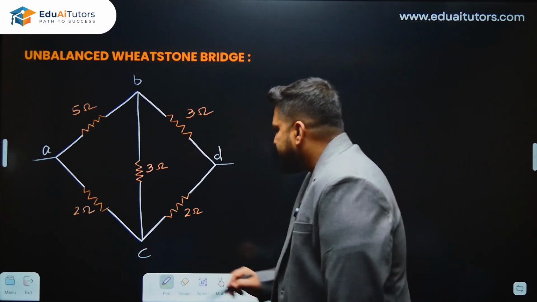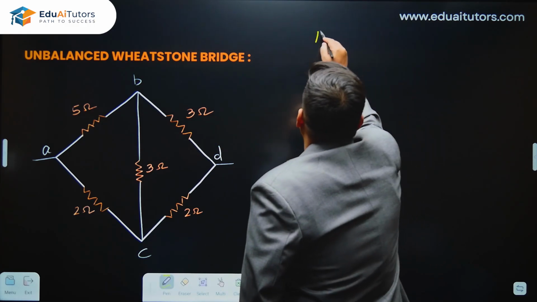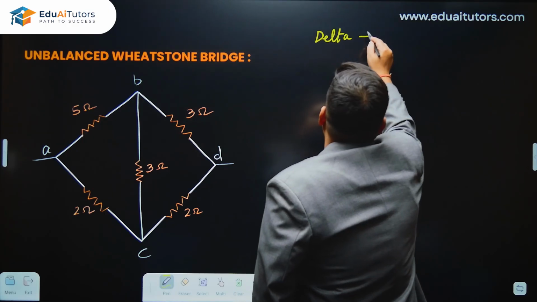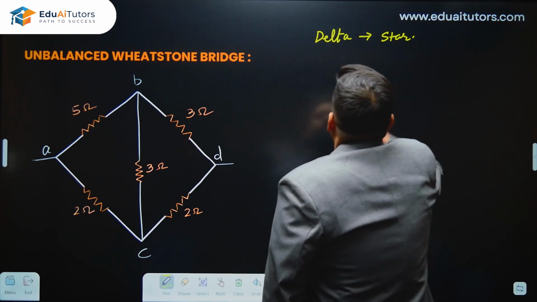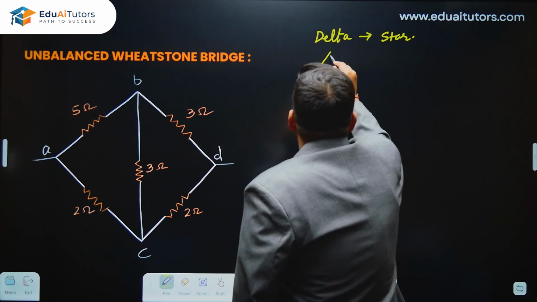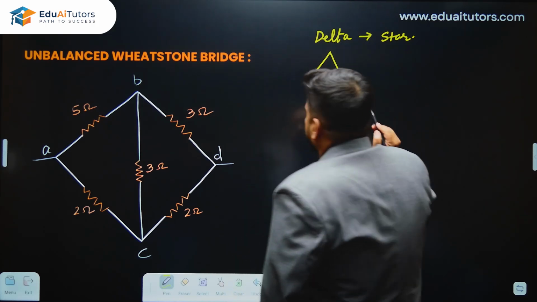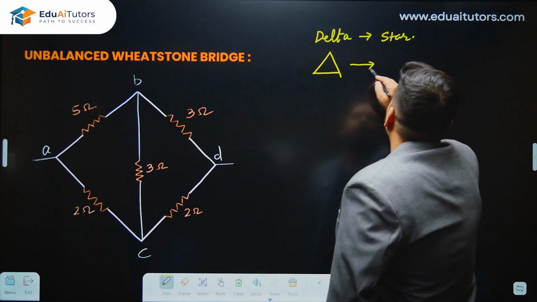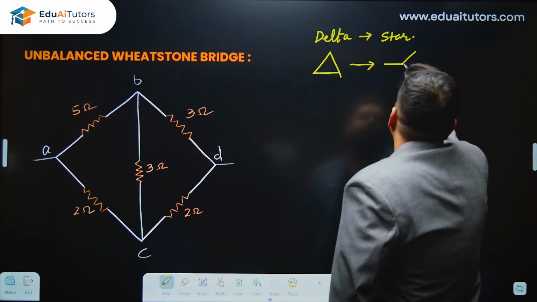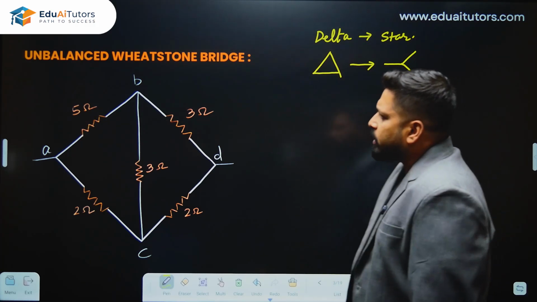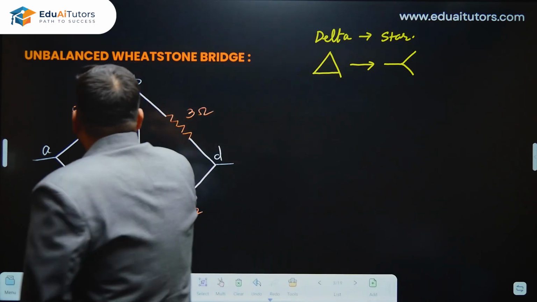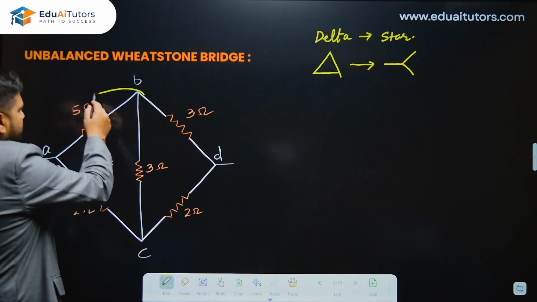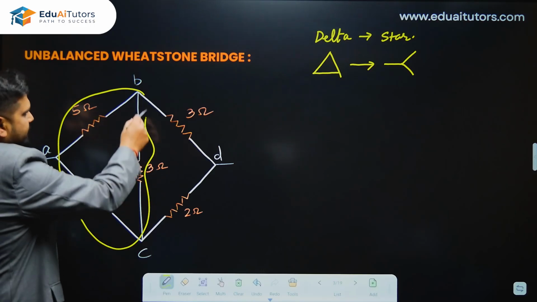This is called delta star. Delta star. What is delta? Delta is a triangular circuit like this, and star is a circuit like this. All right. So basically, if you see over here, you have got one delta. This whole thing can be considered as one delta, correct?